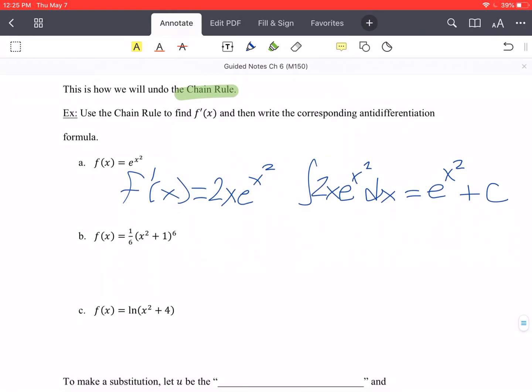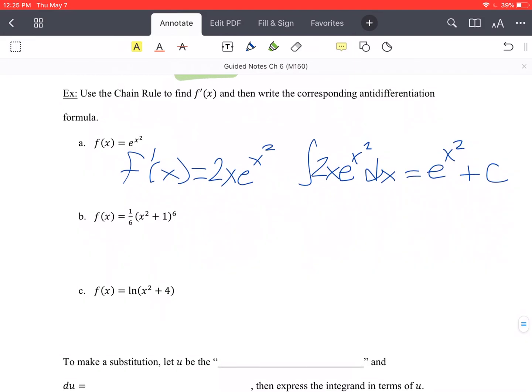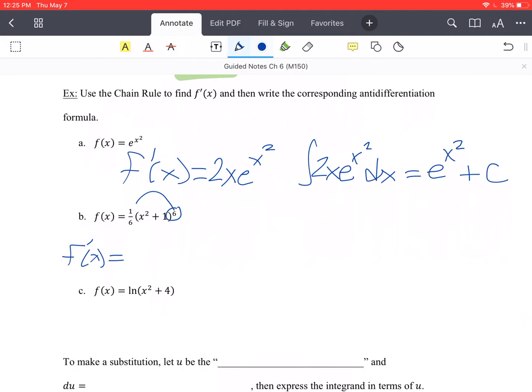Okay, now let's look at the next one. f of x equals 1/6 times x squared plus 1 to the 6th power. Let's take the derivative of that. f prime of x is going to be, so do the power rule, I'm going to bring the 6 down. It's going to cancel with the 1/6. So we're just going to be left with x squared plus 1 to the 5th times the derivative of the inside function. The derivative of x squared plus 1 is 2x. So that would be our derivative.